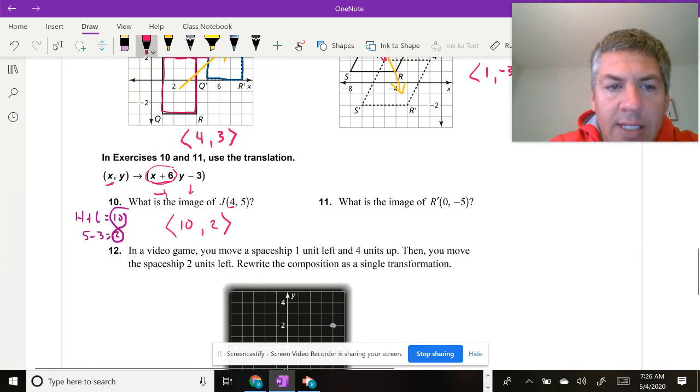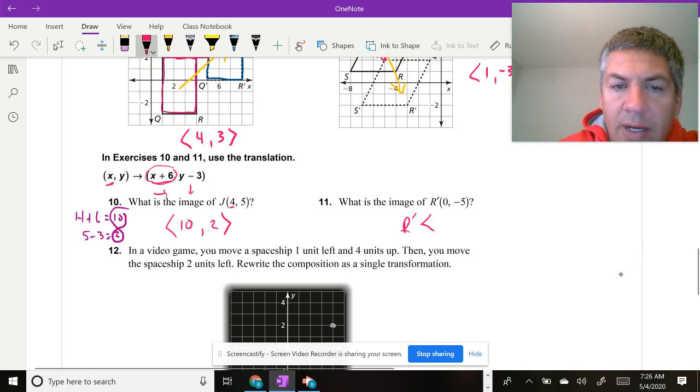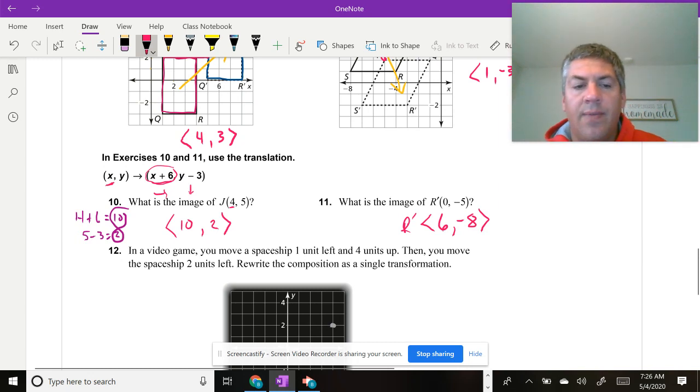So again, this now is going to be movement according to this translation. So we're going to add 6 to this. So my new r prime is going to be equal to the point of 6. And then we're going to go negative 8. So that's kind of what we want to see in this.